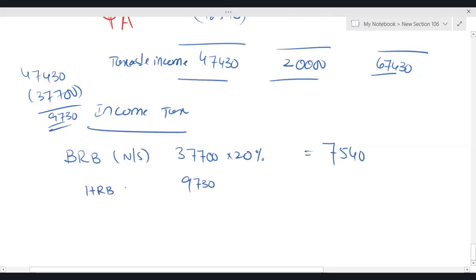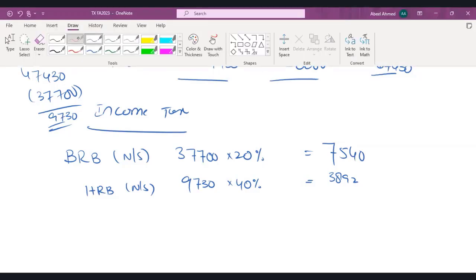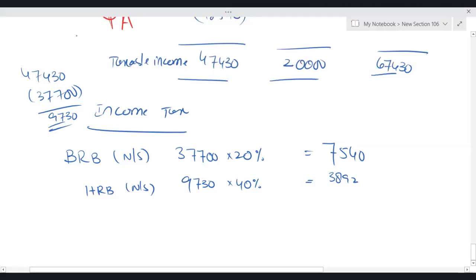High rate band, obviously non-saving income. Applicable rate is 40%. So 9,730 into 40%. I'm getting 3,892. So we have applied tax rates on non-saving income. Now we have to move towards saving income. Now please try to understand.